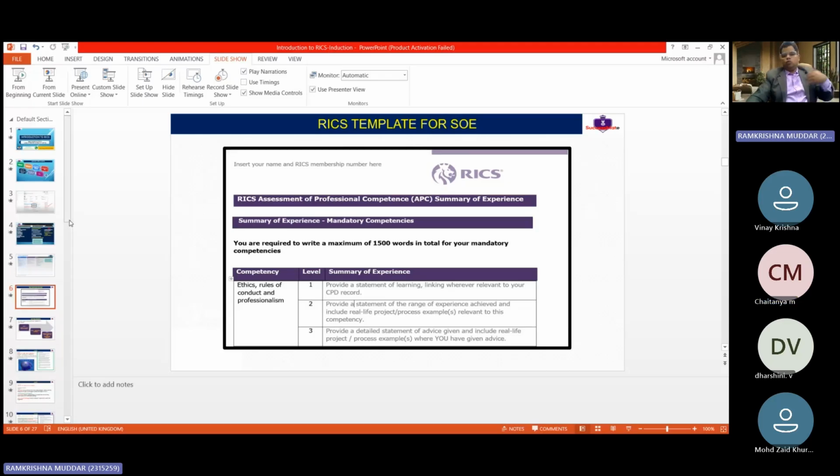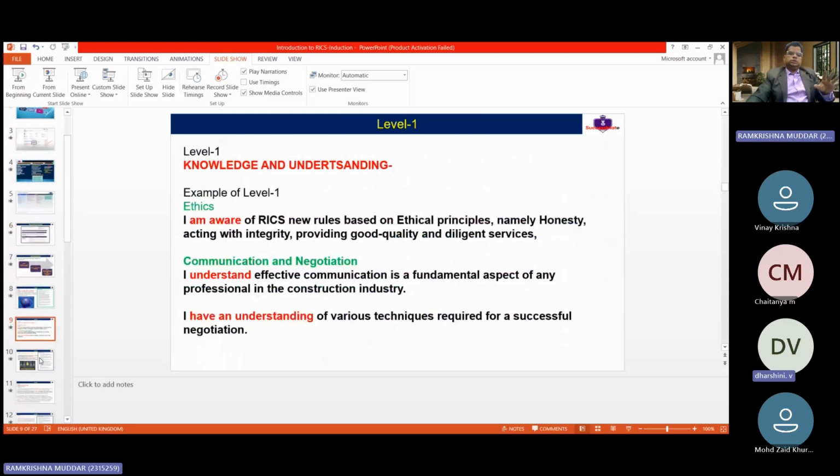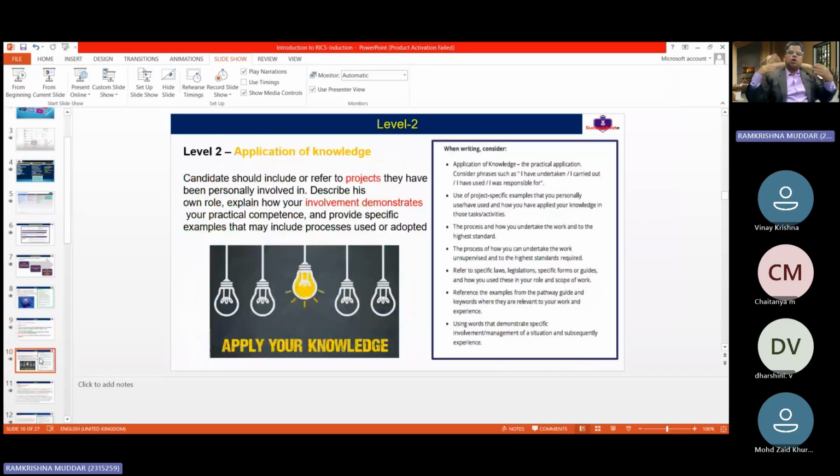If you have any doubt when you are writing, come back to me or just WhatsApp me. I will clear you, or maybe I will take you online and explain again. This is only to make you understand how the process works. So tomorrow if somebody asks you what is RICS, what you have done, you should be able to explain.